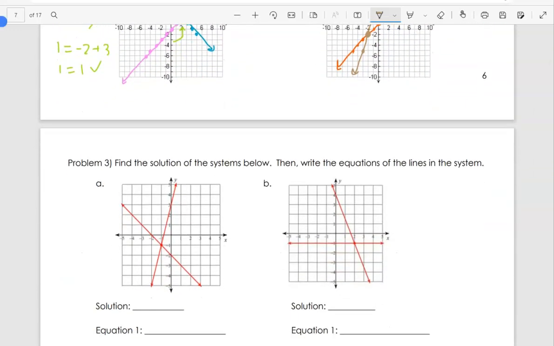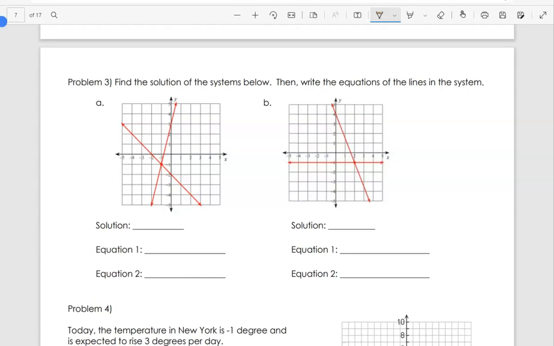Let's check out a different type of problem. We've got problem 3. It says find the solution of the systems, then write the equation of the lines. Okay, our solution is where the lines intersect. Boom, there's my solution. Equation 1, it doesn't matter which one you want to use. I'm just going to say this is equation 1 and this is equation 2.